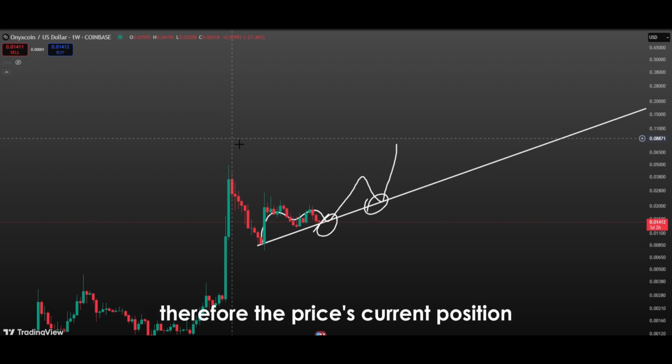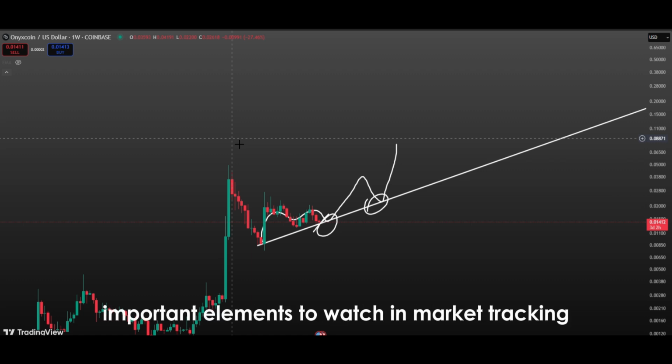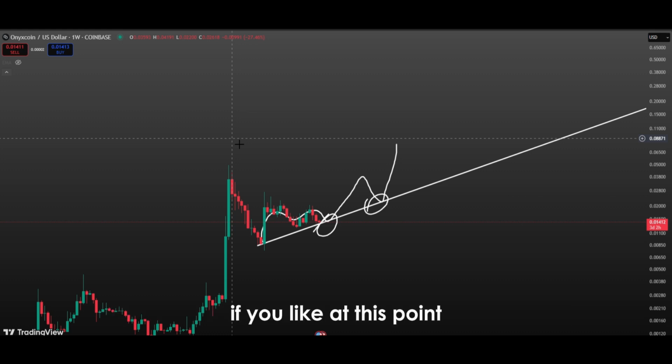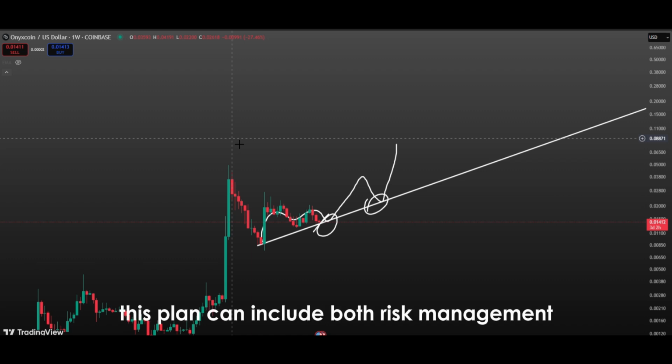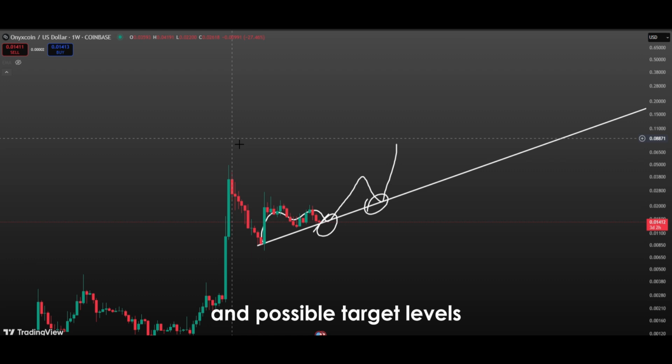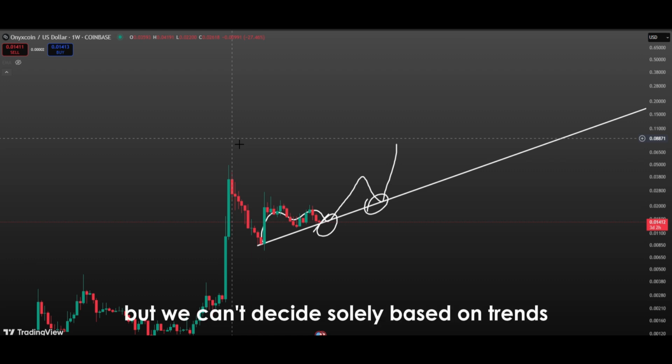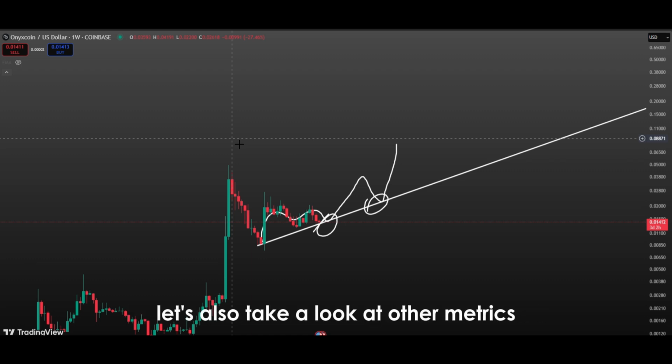Therefore, the price's current position and its distance from the trend line are among the most important elements to watch in market tracking. If you like, at this point I can create a detailed trading plan to determine the potential movement after such a contact. This plan can include both risk management and possible target levels. But we can't decide solely based on trends. Let's also take a look at other metrics.